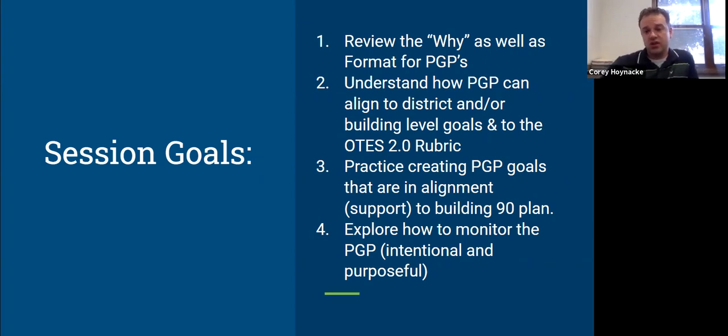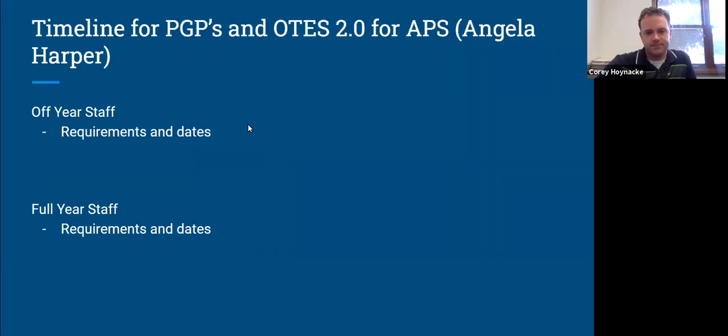Understanding how those PGPs should and could align to district and or building level goals, and then also to that OTES 2.0 rubric, which is important, right? The more that this can be aligned vertically from the building level goals to the district level goals to the OTES rubric, potentially to high quality student data, is going to provide really great feedback for your teaching staff. We're going to take a little bit of time to practice creating PGP goals, and then finally exploring how we could monitor these goals, keeping in mind a couple key words here. You want that to be intentional, and you want that monitoring to be purposeful.